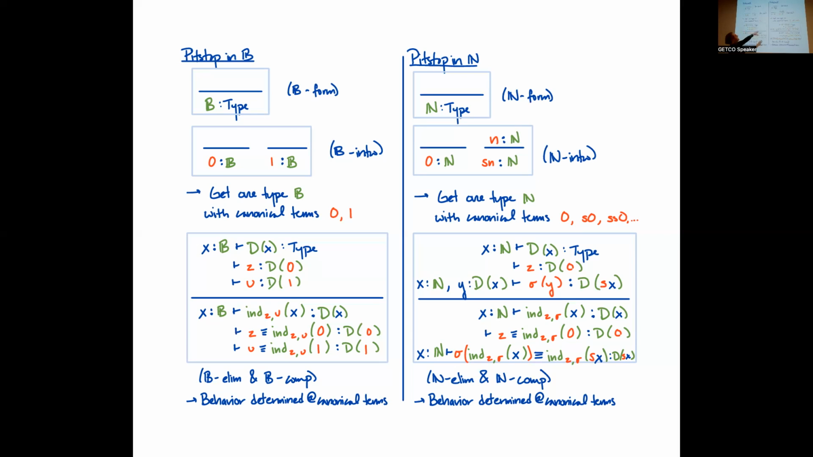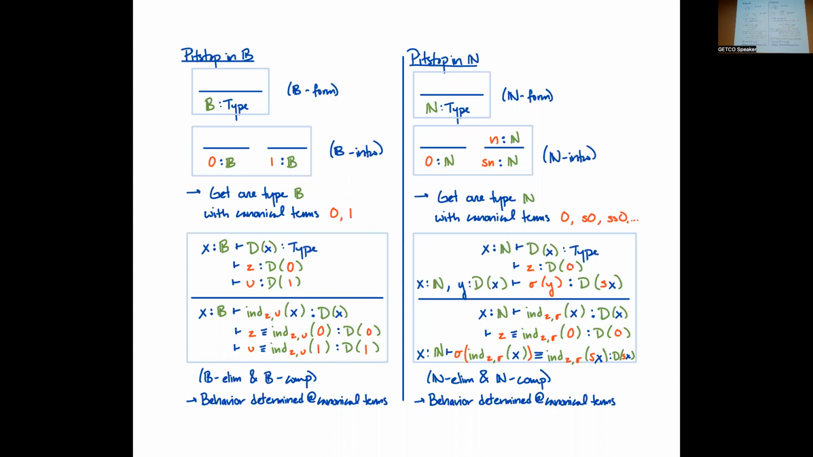Okay, so the natural numbers is very similar, but a bit more complicated. So again, we have this rule that says that without any hypotheses, we just have a type called the natural numbers. We have the introduction rule, which says that without any hypotheses, we have one special term, 0. And if we have another term, n, in the natural numbers, then we have a further term, the successor of n. And we're generating the natural numbers like this. And again, we're getting one type with these canonical terms, 0 and all the successors.